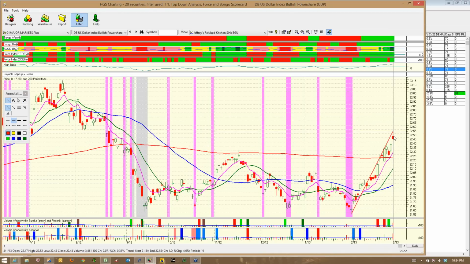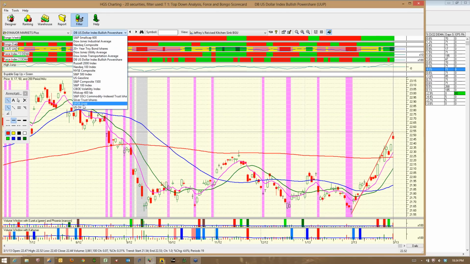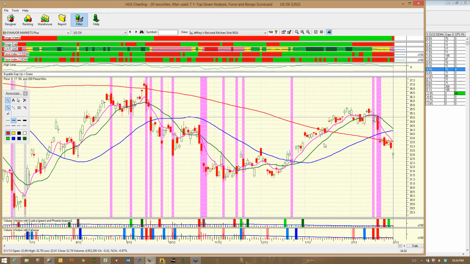If the dollar continues to go up, I'd expect continued commodity weakness and continued sluggishness in the overall stock markets. I look at oil and silver and gold, and then we'll move on.